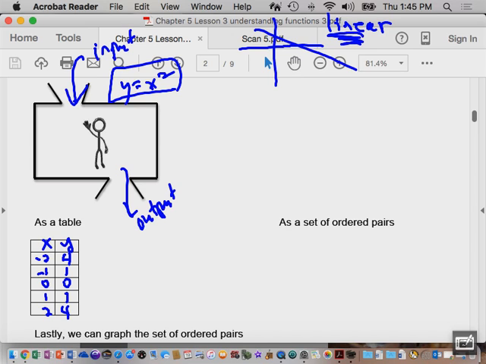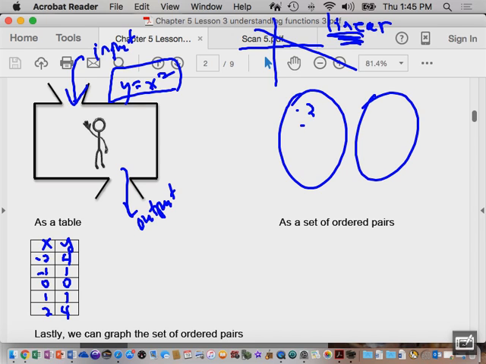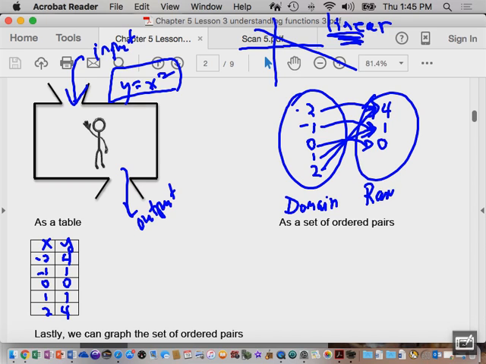Now, if I wanted to do it as a picture, it would look like this: -2, -1, 0, 1, 2. And then over here, we'll go 4, 1, 0, and then the same numbers again. So it's a little bit of a messy picture, but it is still a function. Remember how the other day we said if one of these guys in the domain has 2 different lines going from it, it's not a function. But if it has 1 line going from it, it is a function. It doesn't matter that it goes to the same thing, that's fine.